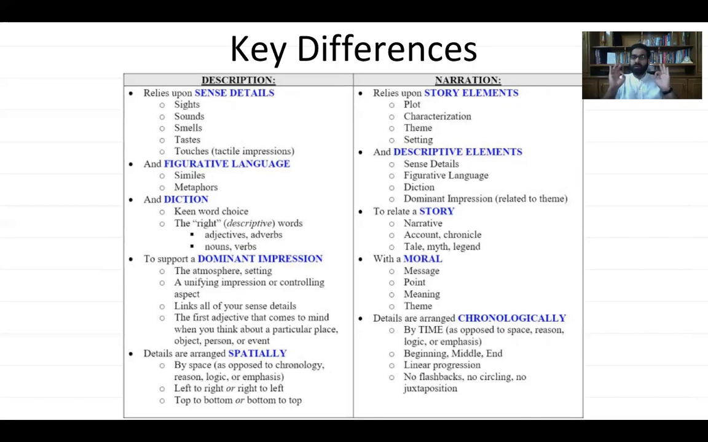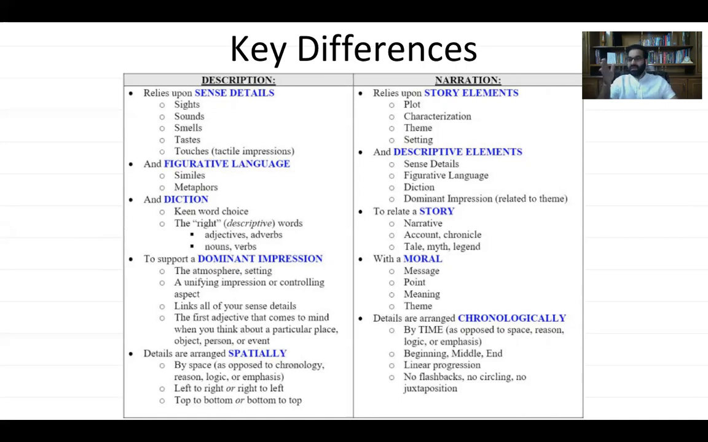This is one of the most important slides which I have, so please pay good attention over here. Then description basically deals with figurative language, similes and metaphors. And narration basically deals with sense details. Figurative language is there, but not to that extent. Diction, for example, good vocabulary is there, and dominant impression related to the theme. We give the dominant impression over there. And then it comes to dominant impression here in description: the atmosphere, setting, unifying impression or controlling aspect links all of your sense details. It is the first adjective that comes to mind when you think about a particular place, object, person, or event.